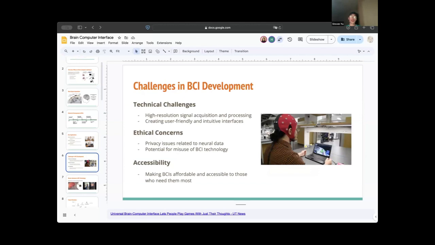As for the challenges, there are basically three categories as well. The first is the technical challenge: getting high-resolution signals and processing them very efficiently. It was not until recent years that we have AI, these kinds of function approximators, that can actually process the data into commands, which is pretty cool.